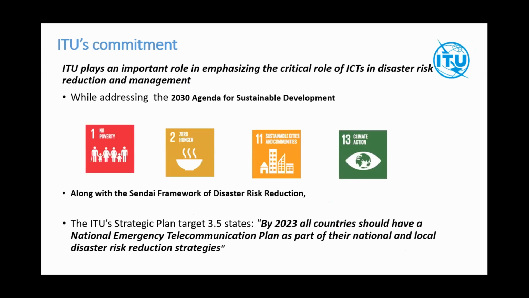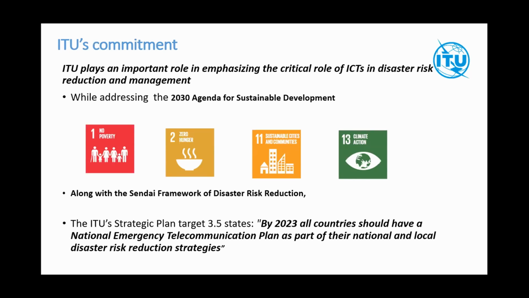Why do we do this? Because we know that ITU has an important role in disaster risk reduction, and technologies are key to address and achieve the 2030 agenda for sustainable development. And as part of the Sendai framework for disaster risk reduction, ITU has a strategic plan and a specific target that says that by 2023, all countries should have a national emergency telecommunications plan as part of their national and local disaster risk reduction activities and strategies.